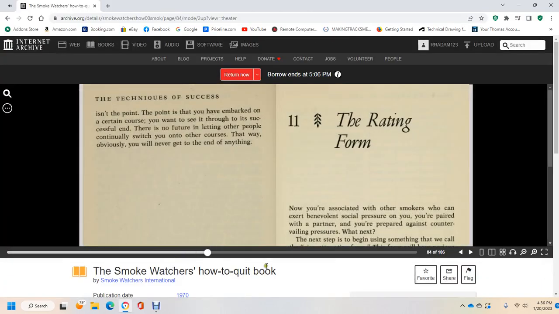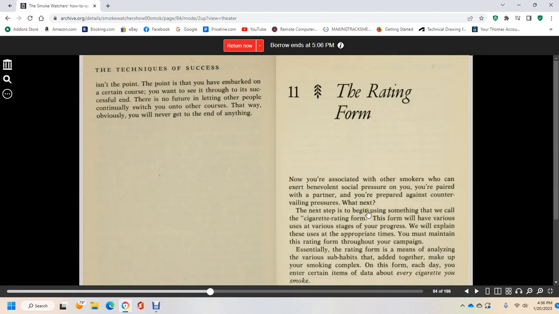Smoker Watcher's How to Quit book. Chapter 11, the rating form. Now that you associate with the smoker, you can exert benevolent social pressures on you. You're paired with his partner. You're prepared against countervalent pressure.